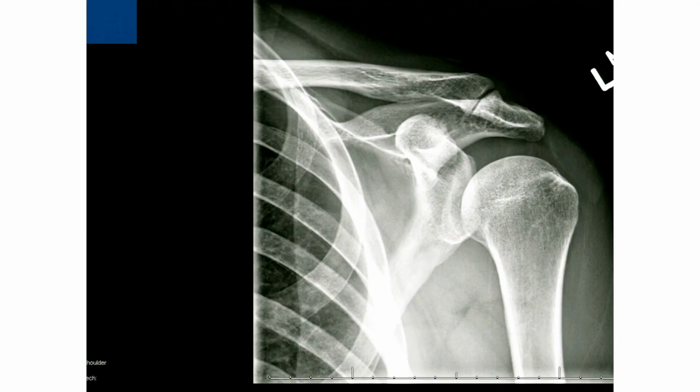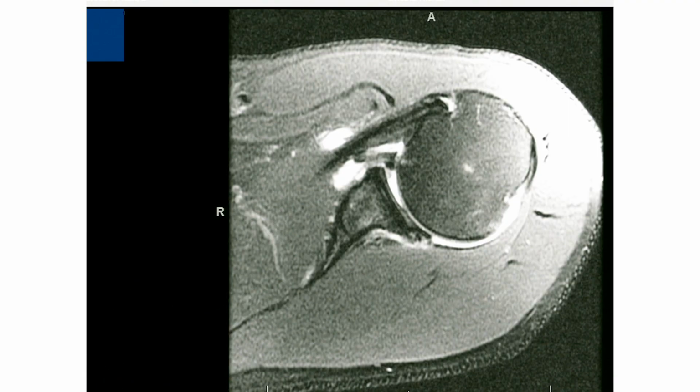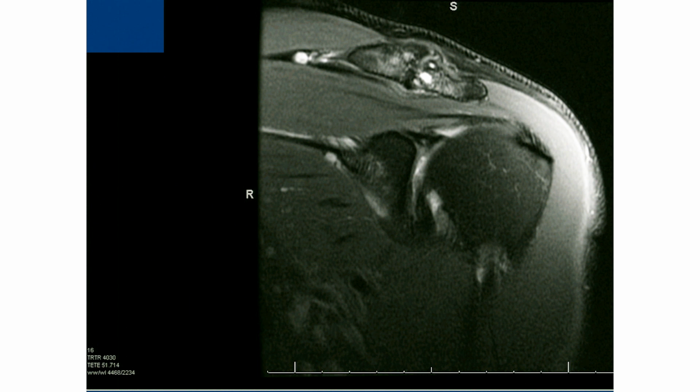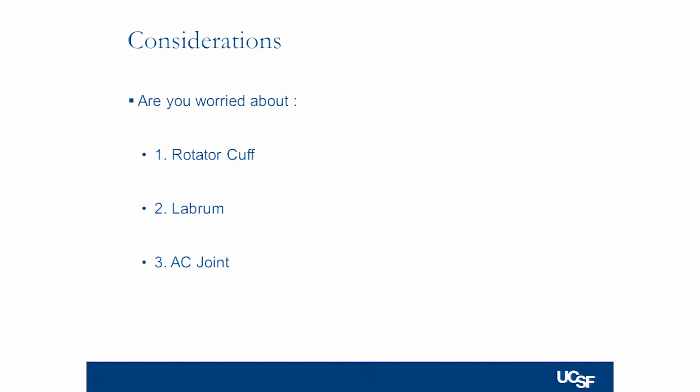AC joint looks a bit narrowed, and your MRI is showing that there's labral changes here with what the radiologist would report as a labral tear. There's rotator cuff tendinosis, not a frank tear, but maybe some partial tears. And here's his AC joint. It's got some cysts. It's clearly not happy. So, this is a patient that comes in with shoulder pain, but there's a lot showing up on that MRI report that the radiologist sends you.